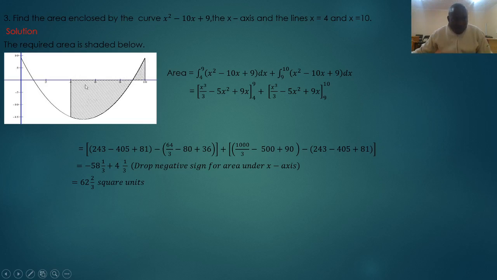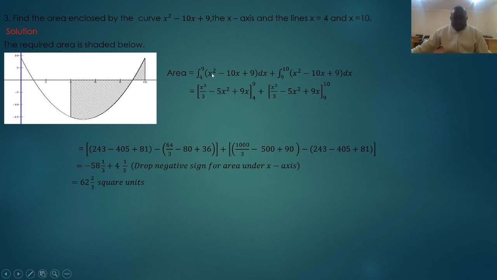For us to find the area of this and this one, we integrate with respect to x at the limits of 4 and 9. Whatever we get is the area here. Then we add the area here, that is, we integrate the same curve with the limits 9 and 10. So we integrate the same with the limits 4 to 9, and the limits 9 to 10.